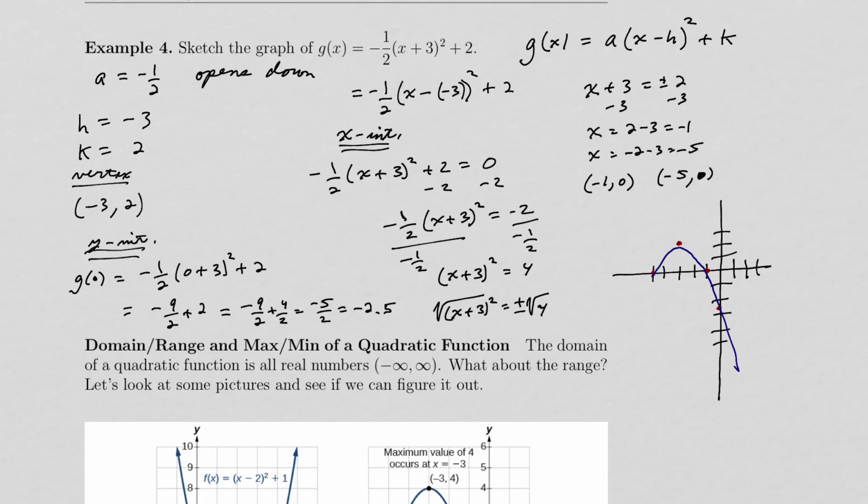It's going to go on forever. This goes through this point right here, right? And then this side goes on forever. So something like that, right? It opens downward. We knew that because the a was negative. It was -1/2. Okay, great.